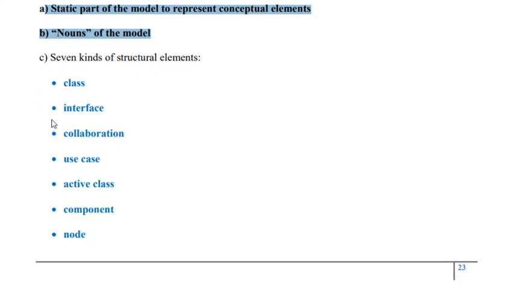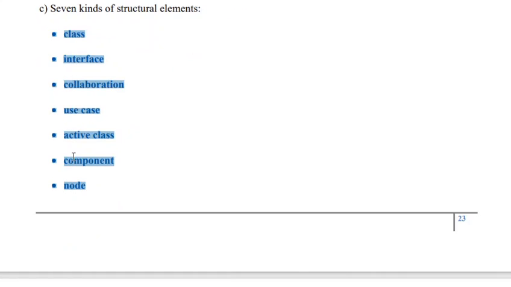Now there are seven static elements. These are classes, interfaces, collaboration, use cases, active classes, components, and nodes. So there are seven structural elements, namely class, interface, collaboration, use cases, active classes, components, and nodes.